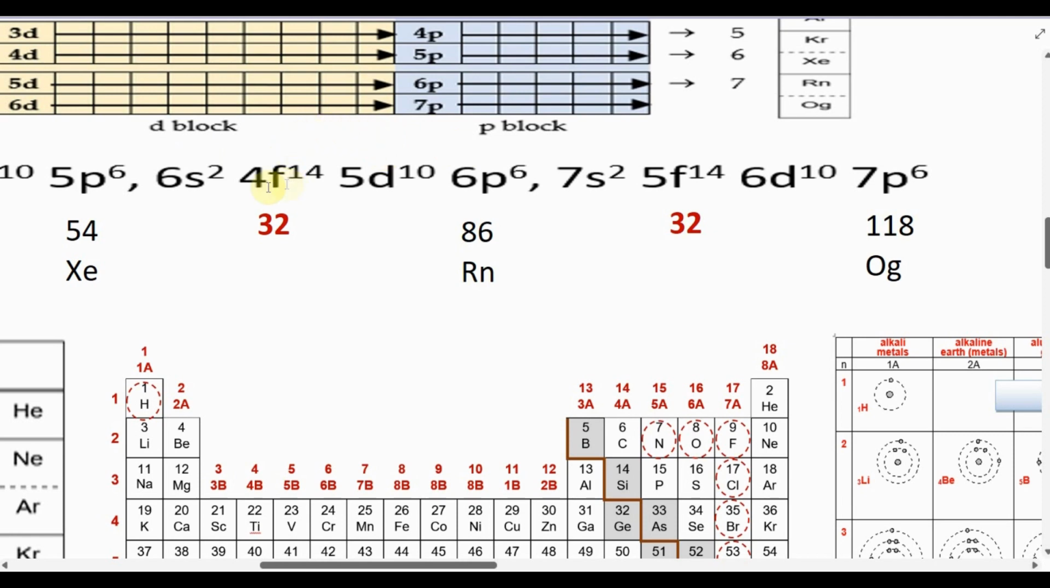18 and 14 is 32. So from 54 plus 32 brings us to 86, which is radon. And the same is true across the seventh period. We have S, F, D, and P. Again, that's another 32. There's 2 plus 6 is 8. Plus 10 is 18. Plus 14 is 32. 32 and 86 makes Oganesson, which is 118.